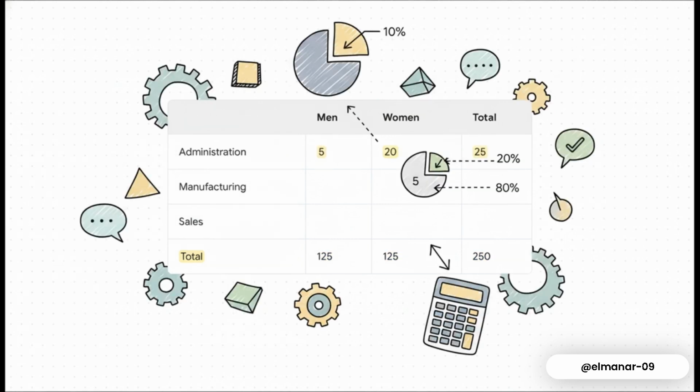Let's grab the next piece of info. We're told 10% of all employees are in administration. Okay, 10% of our grand total of 250 is 25. So that's the total for the entire administration row. Now, the next part says 20% of those 25 people are men. So 20% of 25 is 5. And if there are 5 men, there must be 20 women. See how every piece of information just slots perfectly into the grid?